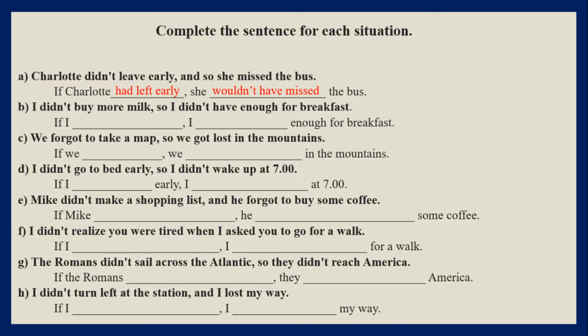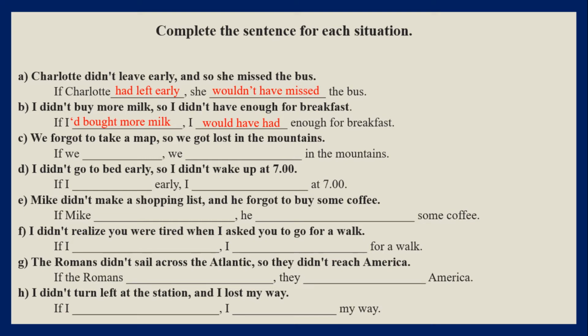B. I didn't buy more milk, so I didn't have enough for breakfast. Again, a situation in the past, obviously a third conditional. If I had bought or if I'd bought more milk, the contracted form, I would have, or you could use the contracted form, would have. I would have had enough for breakfast. Because your main verb is have.